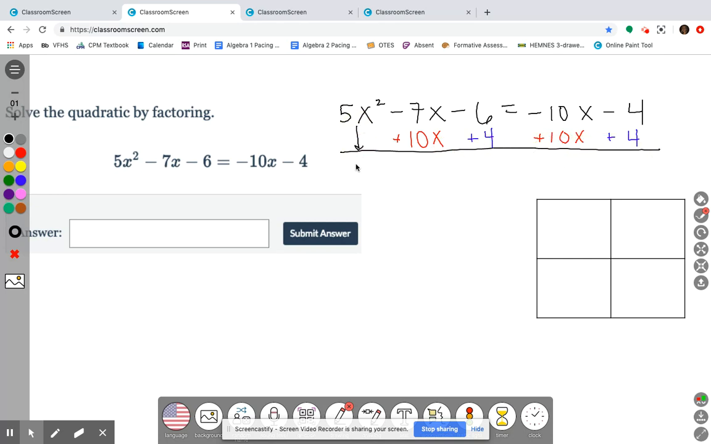We're going to bring down that 5x squared that we haven't touched yet. Negative 7x plus 10x gives me positive 3x. Negative 6 plus 4 gives me negative 2. And we're left with equals 0. Now when you look at the trinomial on the left, a is 5, that number right out in front of x squared. Whenever a is bigger than 1, you're automatically going to start by creating your generic rectangle and diamond to factor it.